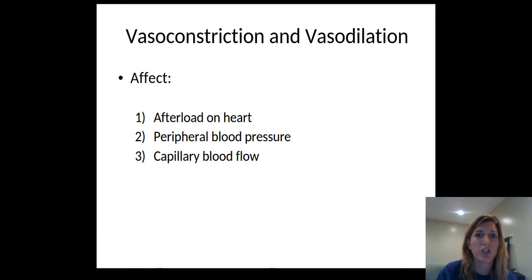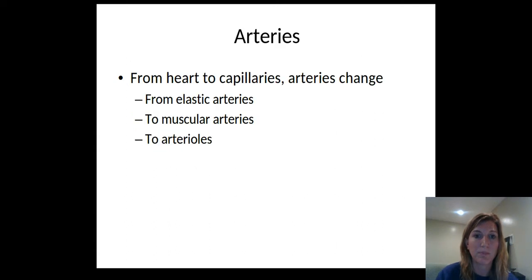So overall, vasoconstriction and vasodilation have an effect on what's called the afterload of the heart. They also have an effect on the peripheral blood pressure as well as capillary flow. If those arteries are nice and big and dilated, that's going to decrease the afterload on the heart. That's going to decrease peripheral blood pressure, and that's going to increase capillary blood flow. And vice versa. If the arteries are constricted and much smaller, that's going to increase the afterload of the heart, increase peripheral blood pressure, and decrease capillary blood flow.